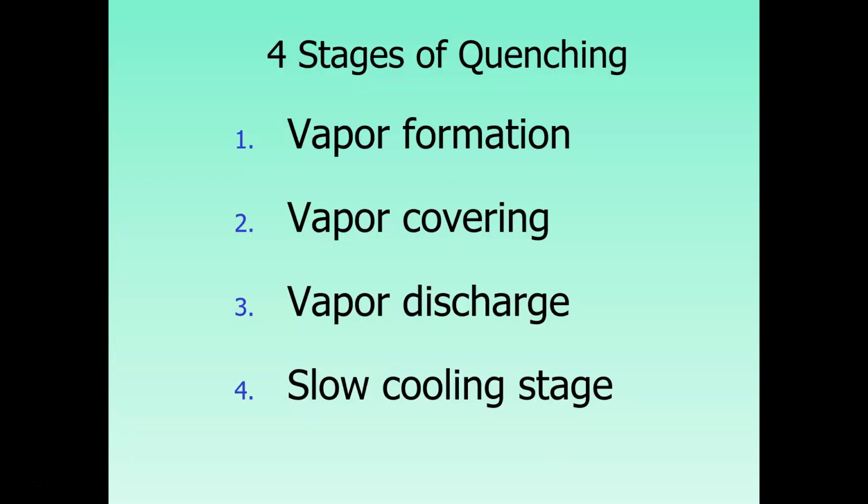And here are the 4 stages of quenching: vapor formation, vapor covering, vapor discharge, slow cooling stage. And we're going to talk about each one of these stages and what happens to that steel when this is going on with the material.